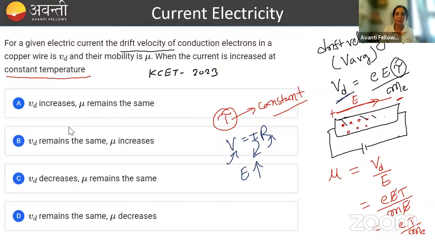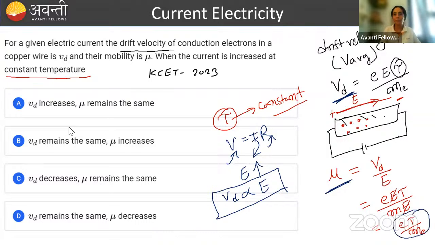It means drift velocity will increase. Why? Because small e is constant, capital E is increasing, tau is constant, me is constant. So VD here is directly proportional to E, and E is increasing, so VD will also increase. Now let's see mobility. Mobility is written as e tau by me. This is a constant because temperature is constant. Tau will not change, right?